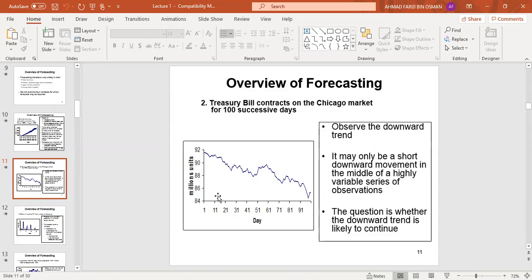For this kind of data, if you want to produce good long-term forecasts, then we need to have more information. Not only the past historical pattern, we need to know the other factors that determine or influence the movement of the series.